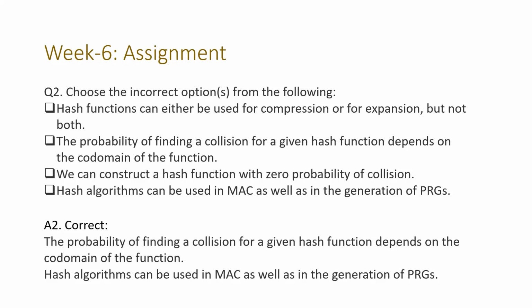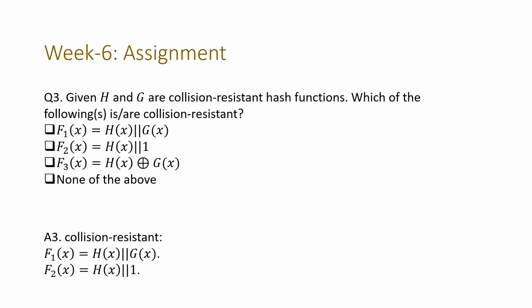So for this question, our correct options were only the second and fourth options, right? Proceeding to the next question. Given H and G are collision resistant hash functions, which of the following is or are collision resistant?